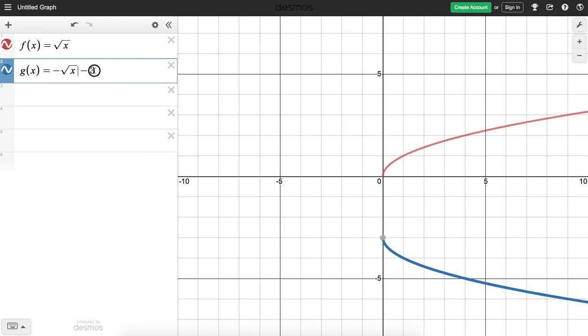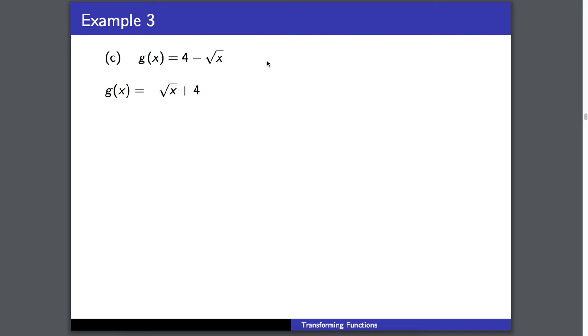Negative square root of x, so it flips it over the x-axis, and then plus 4. So our first item of business is reflect across the x-axis. It's because of this negative sign out in front. And then the plus 4 outside of the function means we shift it up 4 units.